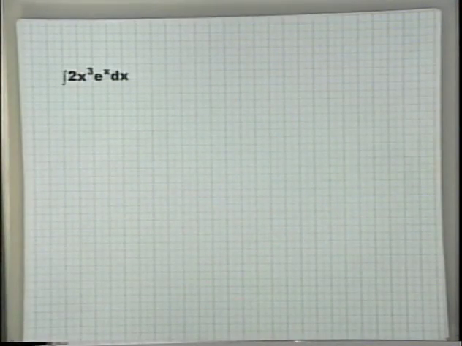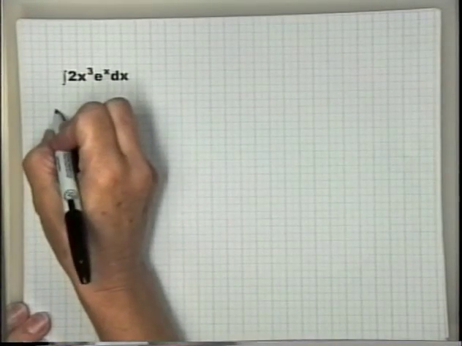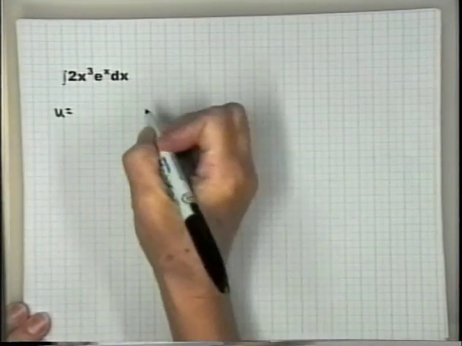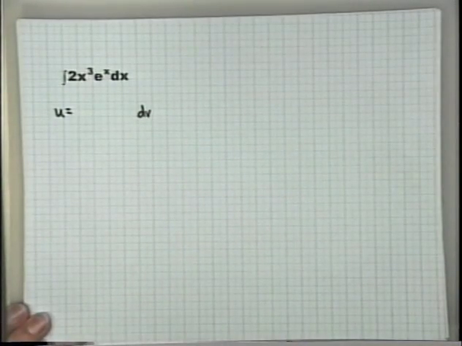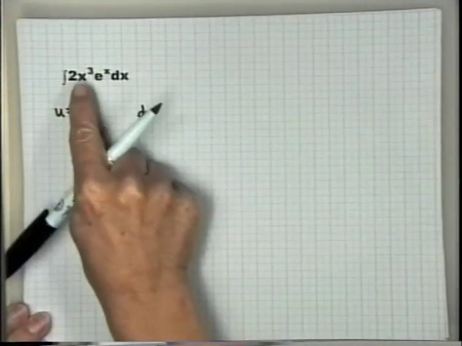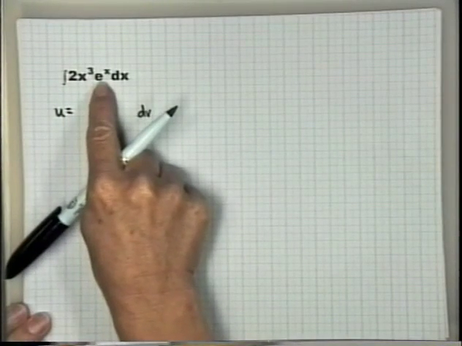I have the integral of 2x cubed times e to the x dx. Remember, I'm going to choose part of this to be u and part of it to be dv. Okay? Now, here's how I would analyze this. I've got this power of x here, and I have an e to the x.